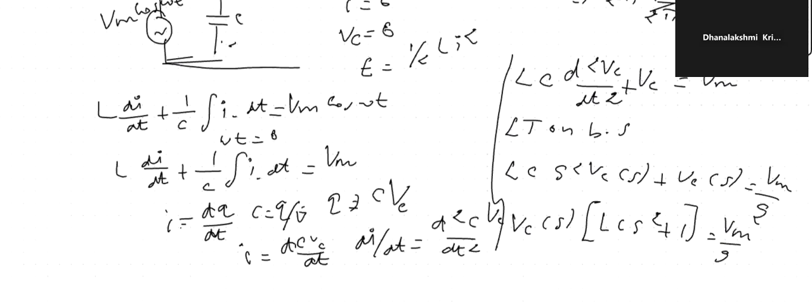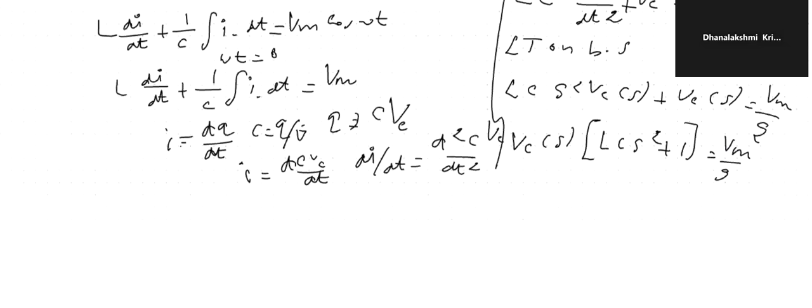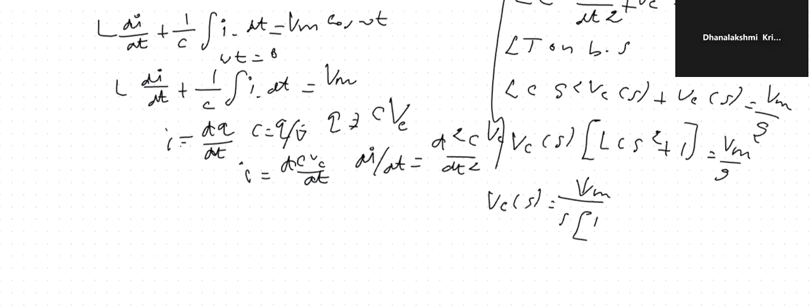Now we calculate Vc of S. The capacitor voltage is called the restriking voltage. Then Vc of S is equal to Vm by S into LC S squared plus 1.